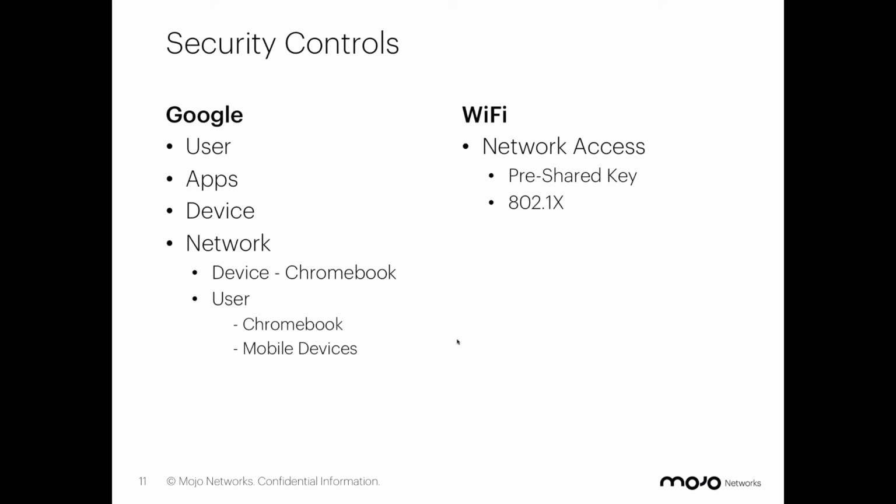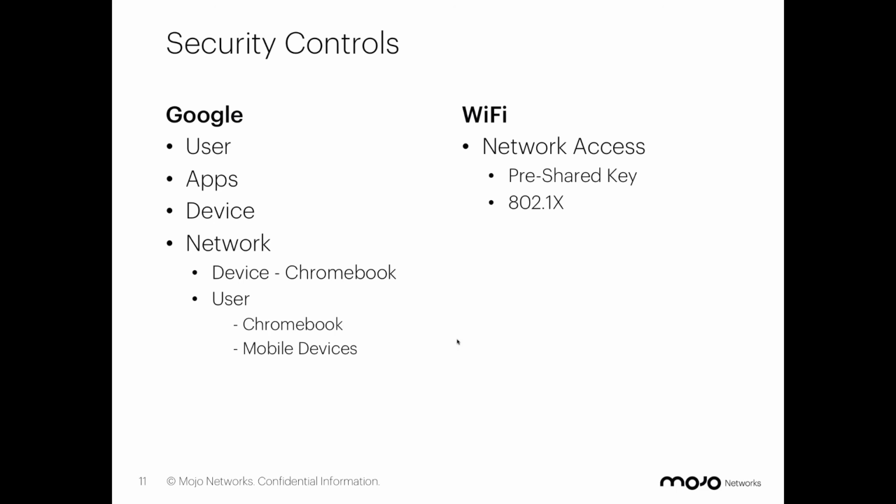And Wi-Fi has built-in security, which really defines who can access the network. And there are two essential authentication methods that Wi-Fi typically uses. One is using pre-shared key or PSK, and the other one is using 802.1x, which is a port-based authentication method using a RADIUS server or a AAA server.